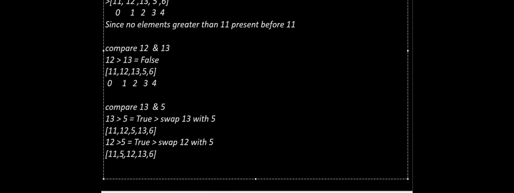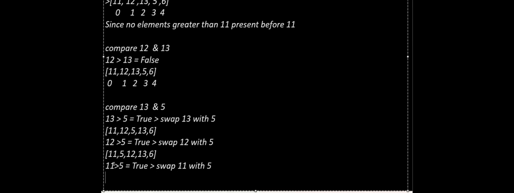Now you again check, is 11 greater than 5? Is it true? Yeah, it is true. So what I need to do is swap 11 with 5 based on their positions. So how will my list become? 5, 11, 12, 13, 6.